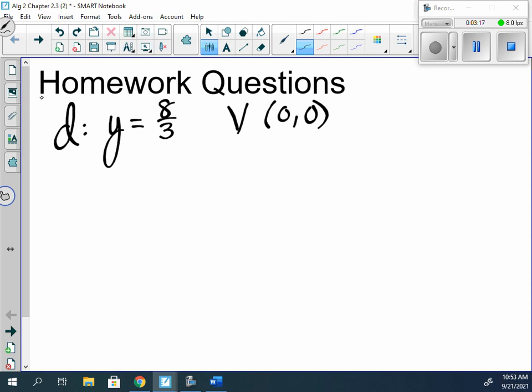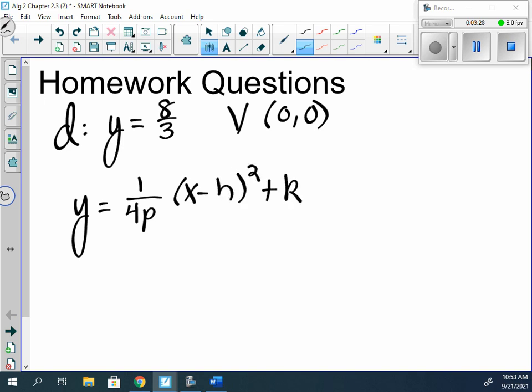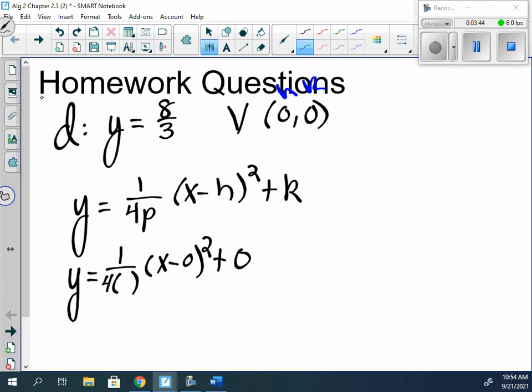Now, just like with the first one, directrix y equals, so again we're talking about y equals 1 over 4p (x minus h) squared plus k. The vertex gives us the values of h and k, and they are both 0. So in the equation, y equals 1 over 4p, I don't know what the value of p is, but I will plug in the values of h and k.